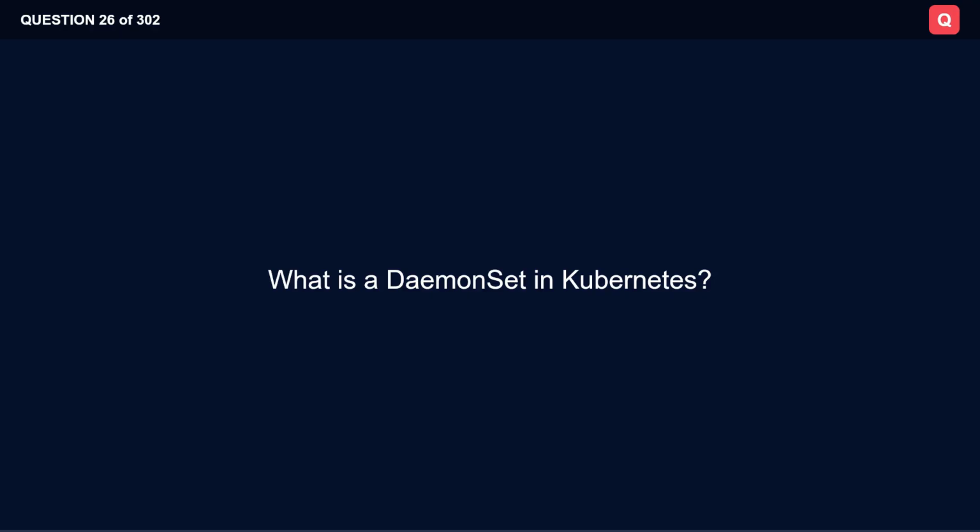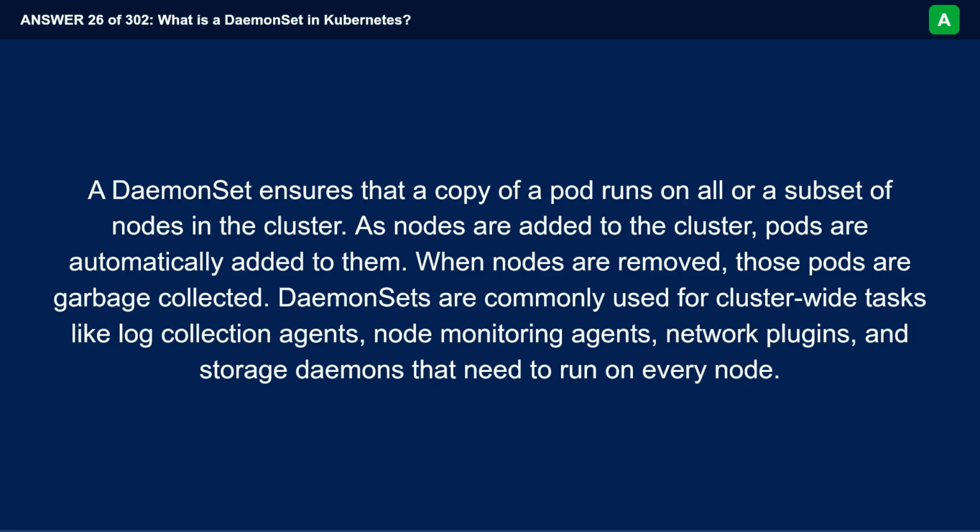What is a DaemonSet in Kubernetes? A DaemonSet ensures that a copy of a pod runs on all or a subset of nodes in the cluster. As nodes are added to the cluster, pods are automatically added to them. When nodes are removed, those pods are garbage collected. DaemonSets are commonly used for cluster-wide tasks like log collection agents, node monitoring agents, network plugins, and storage daemons that need to run on every node.